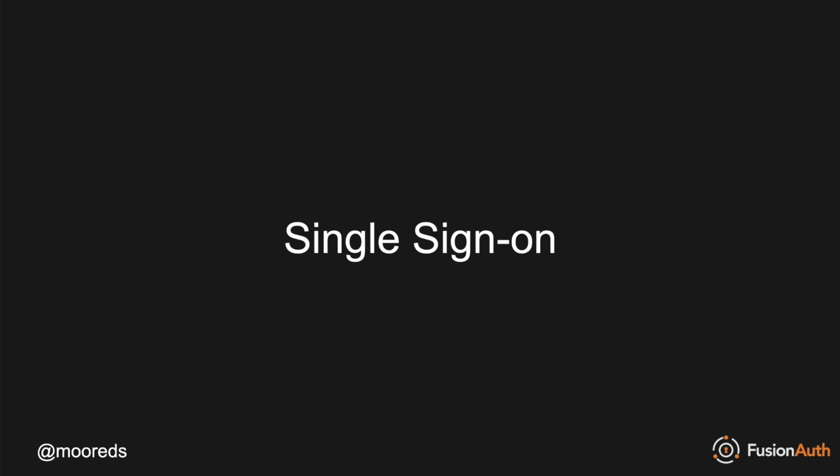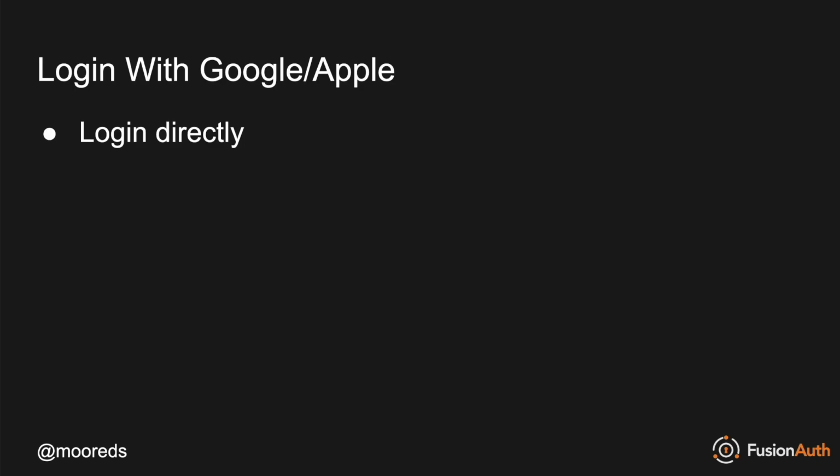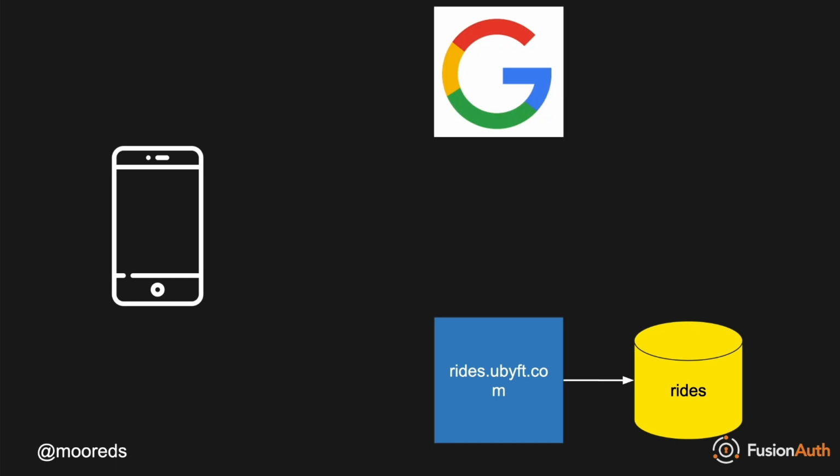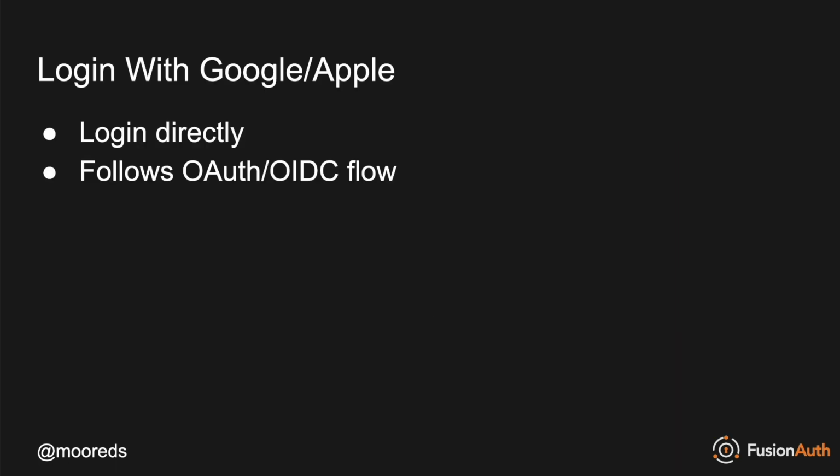Let's talk about single sign-on. The idea of single sign-on is that instead of logging in with an identity server that you control, you log in with Google or Apple directly. So we don't use this identity server, we replace it with Google or Apple, what have you. It tends to follow the OAuth and OIDC flow. You get back tokens in the same way you would if you use your own identity server.